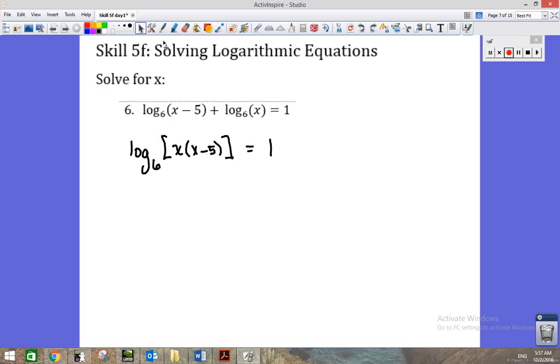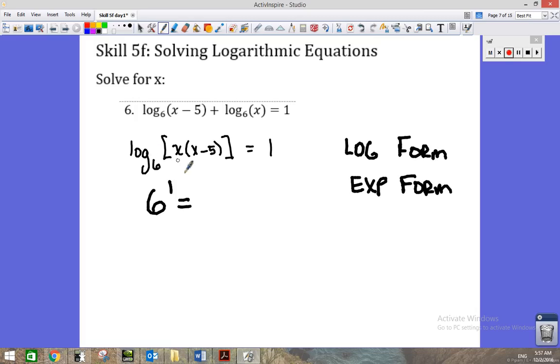So you can see that if this is my log form, written as an exponential equation, the base is 6, a logarithm equals the exponent, and we've got x times x minus 5. So this is a quadratic equation. Let's write it in standard form, try to see if we can factor it, and if we can't factor it, we'll have to complete the square or use the quadratic formula to solve it.